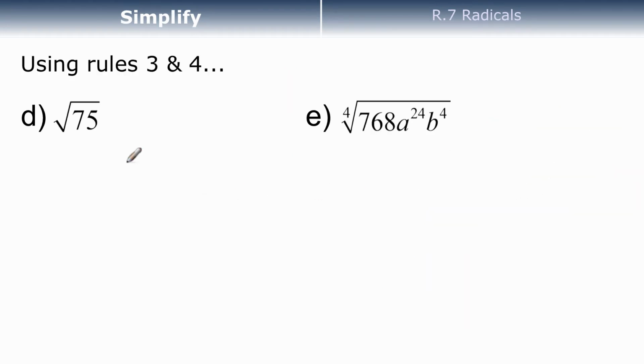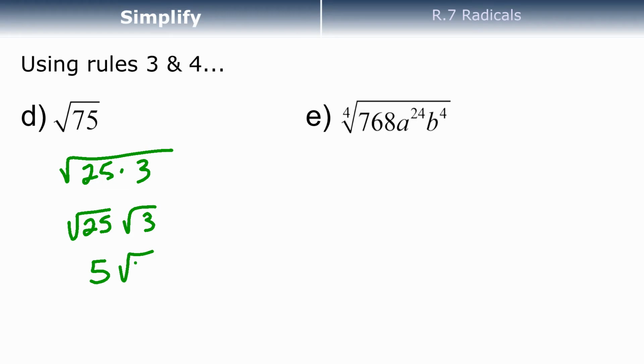Here's just another couple ones that you could do. Square root of 75 I could rewrite as a square root of 25 times 3. According to one of those rules, I can split that up now. So it's a square root of 25 times the square root of 3. Square root of 25, 25 is one of those perfect numbers, so this would be 5 root 3. I couldn't simplify root 3 anymore.